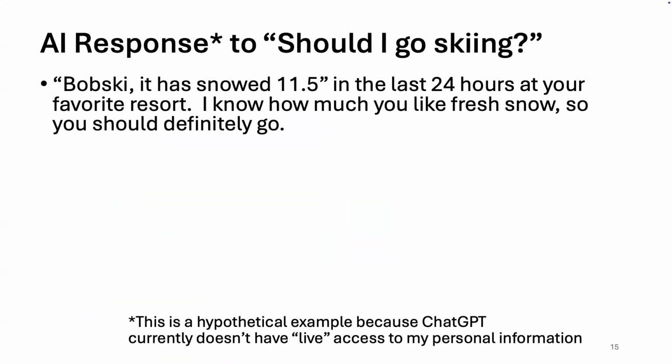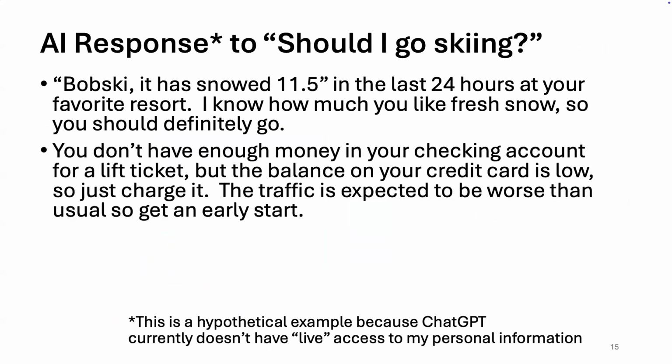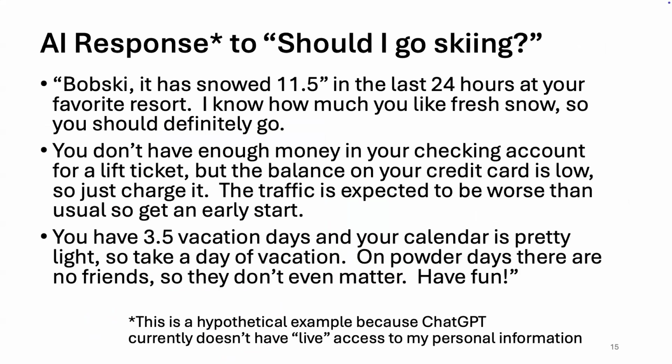So the AI response, using natural language, is, hey, Bobski, it snowed 11.5 inches the last 24 hours at your favorite resort. I know how much you like fresh snow, so you should definitely go. You don't have enough money in your checking account, but you do have a credit card. The traffic's going to be bad, but get an early start. You've got vacation days, your calendar's light. About friends, on powder days, there are no friends. Basically, that's a saying that we have, that on powder days, I'm taking off, you're on your own. And so it would actually say all this.